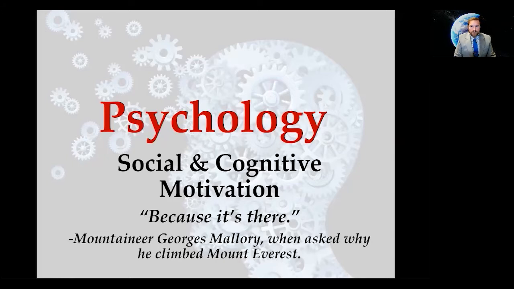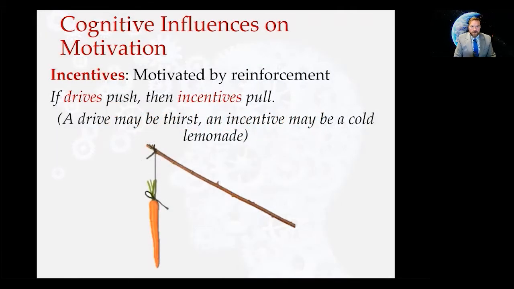Today we're going to learn about social and cognitive motivation. So, cognitive influences on motivation. The last time we talked about how drives push us to do things. Well, incentives work in the opposite way. They help to pull us when we don't necessarily want to do something.